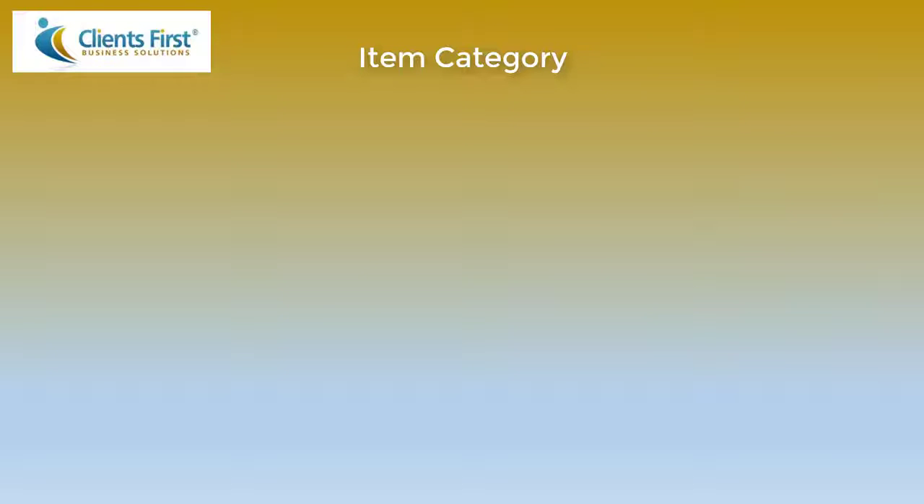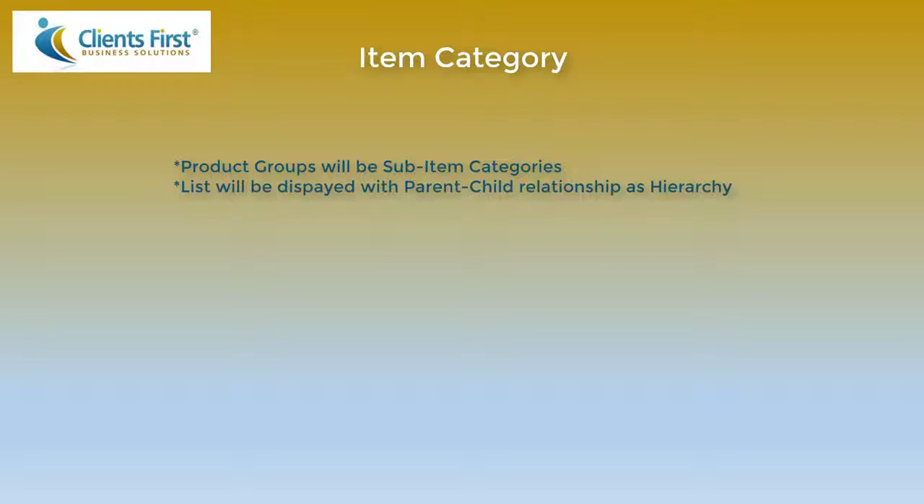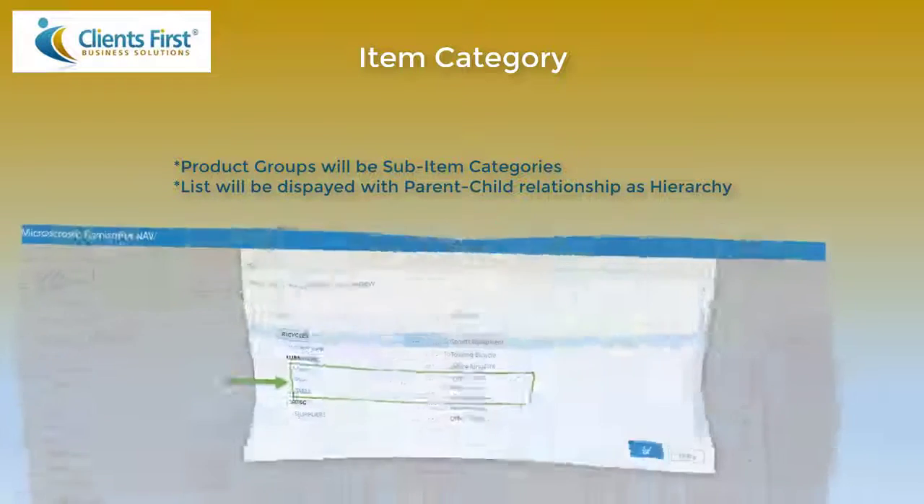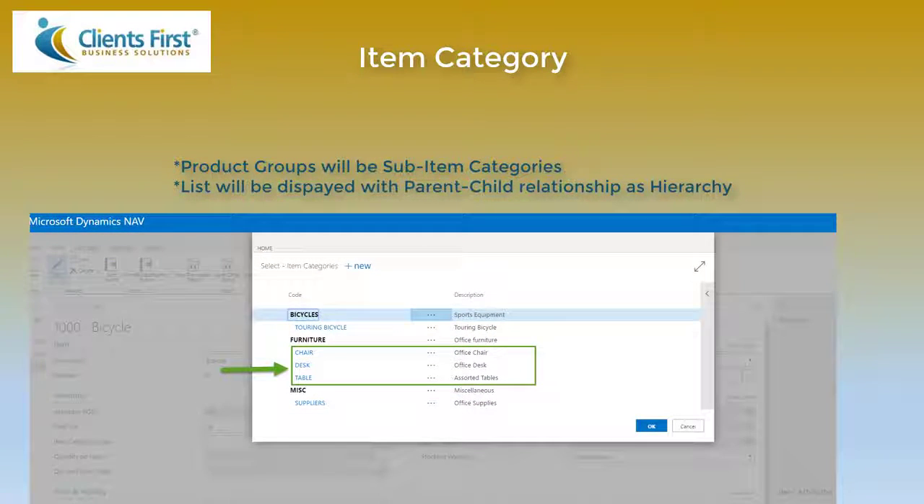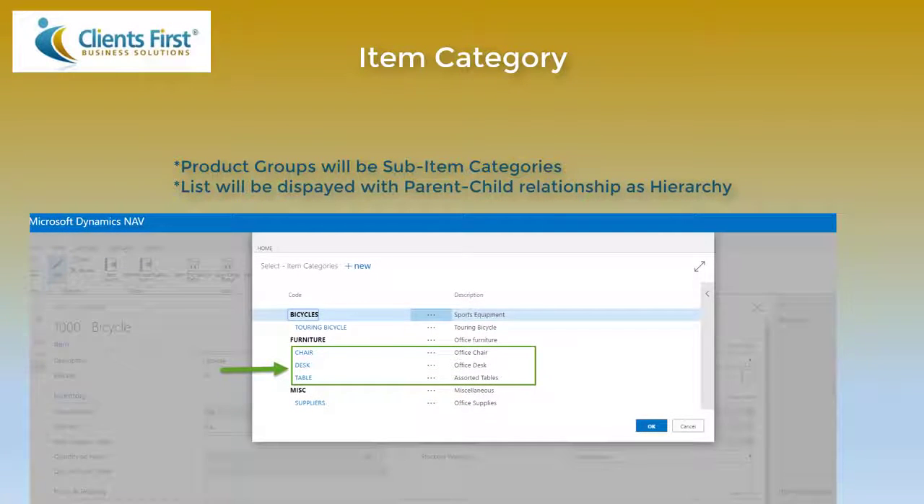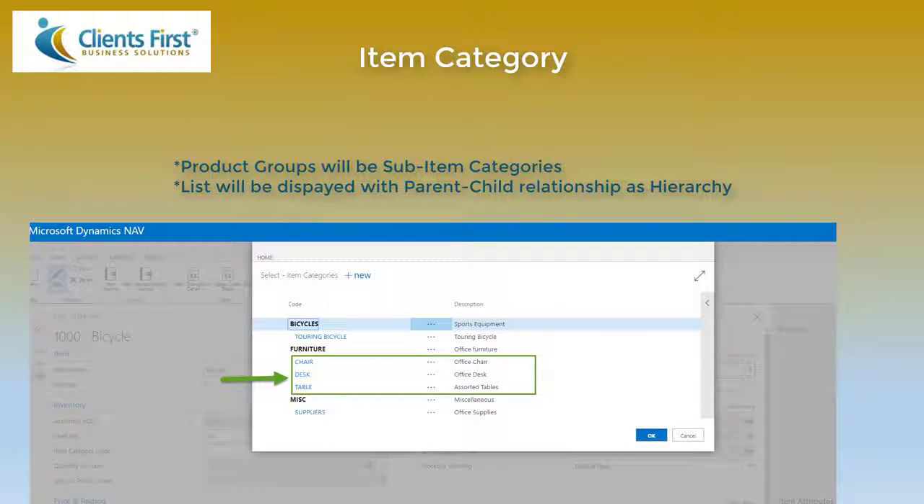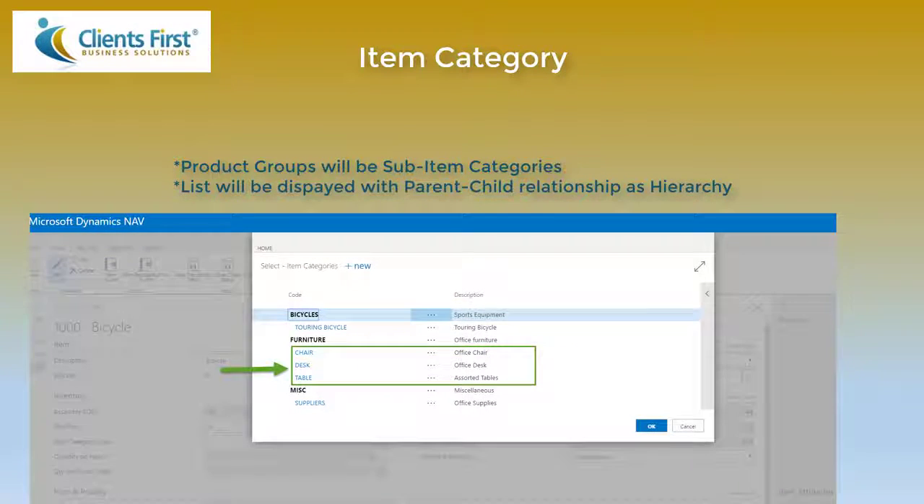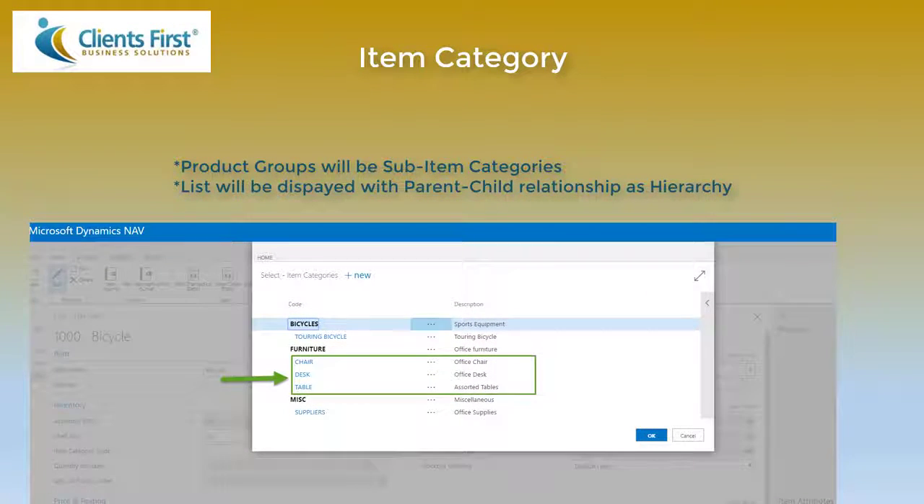Show you the benefits of using a new functionality in NAV 2017: item category. NAV 2017 has no product groups in item categories. All product groups are sub-item categories, and the list will be displayed with a parent-child relationship. In my example, the parent category is furniture with 3 child categories: chair, desk, and table.